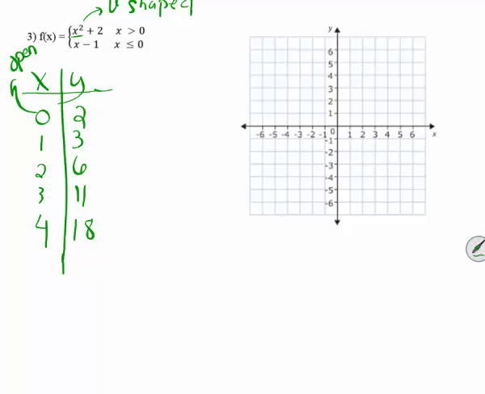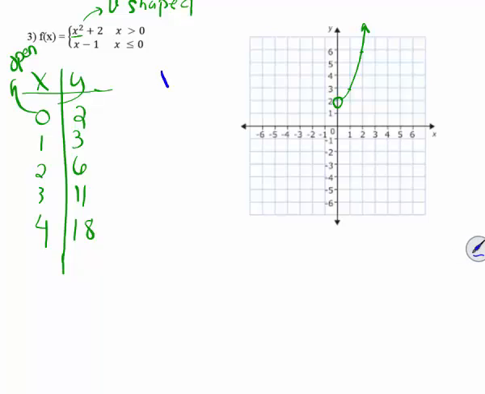So when I graph that, I'm going to have at 0, 2, an open circle. And then I'm going to have 1, 3. I'm going to have 2, 6. And that's really all that I can get. But I know it's going to be U-shaped. So when I draw it in, I'm going to try to make it look like a U.